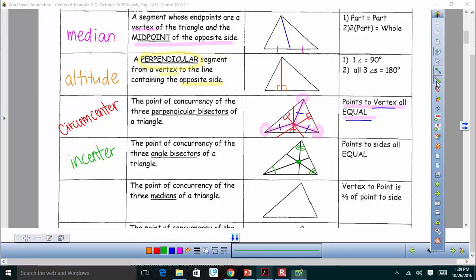And then the definition for this is that the distances from the point to the sides are equal. So from the center to the side, center to the side, center to the side, all of these should be equal.